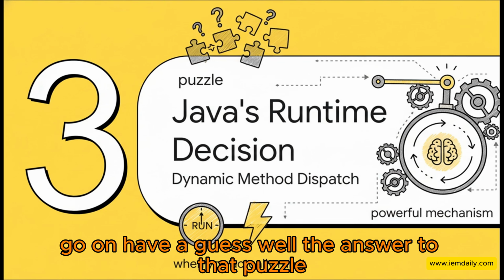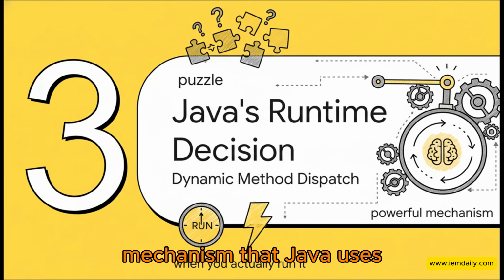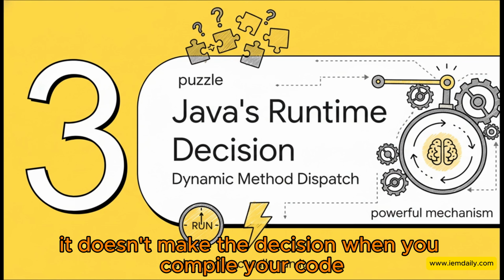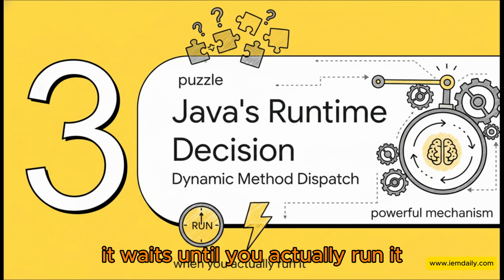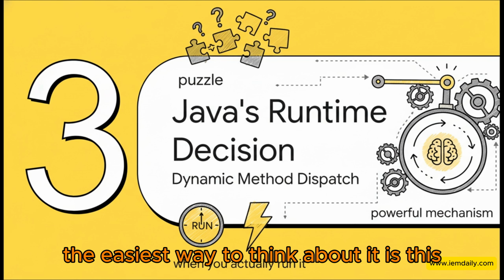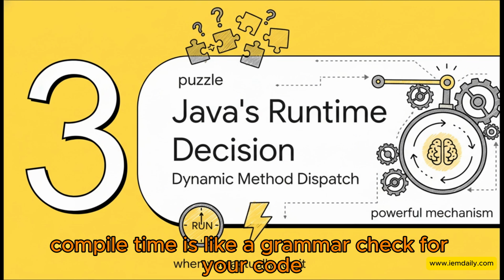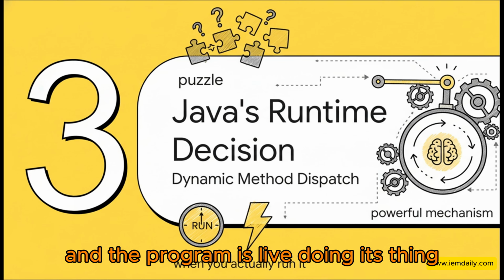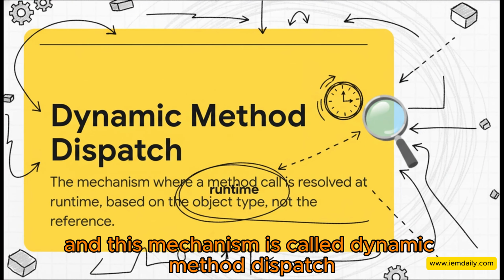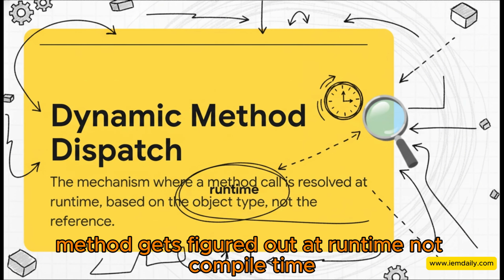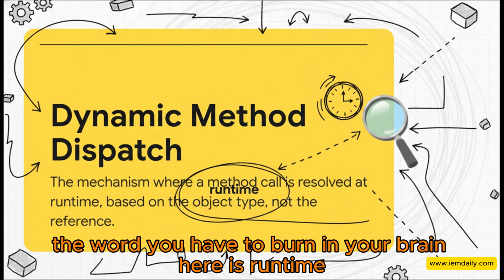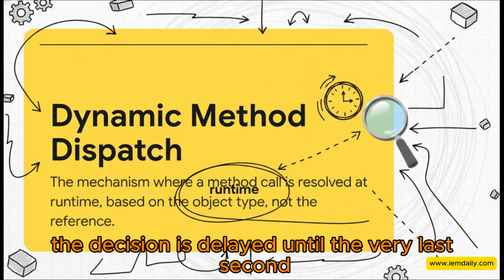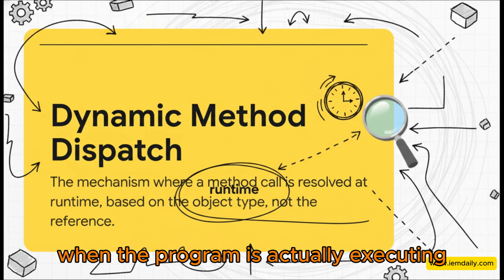Well, the answer to that puzzle is all thanks to a really clever mechanism that Java uses. It doesn't make the decision when you compile your code. It waits until you actually run it. The easiest way to think about it is this. Compile time is like a grammar check for your code. But runtime? That's when the show actually starts, and the program is live, doing its thing. And this mechanism is called dynamic method dispatch. It's the process where a call to an overridden method gets figured out at runtime, not compile time. The word you have to burn in your brain here is runtime. The decision is delayed until the very last second when the program is actually executing.